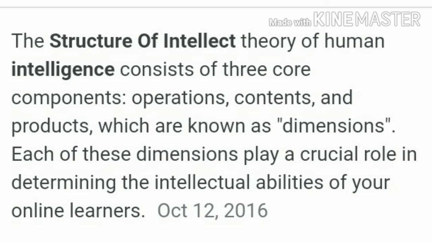The next option is the structure of intellect model, which was given by Guilford. Here in this model we have 3 components, that is operations, contents and products, and they are all called dimensions. Each dimension plays a crucial role in determining the intellectual ability of your learners.